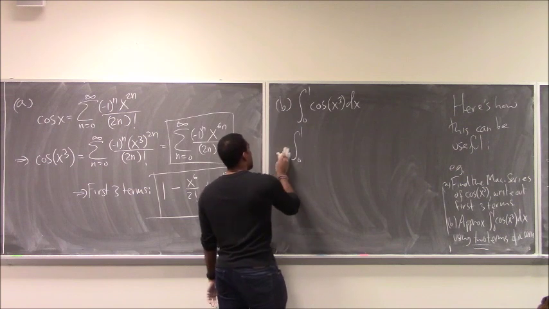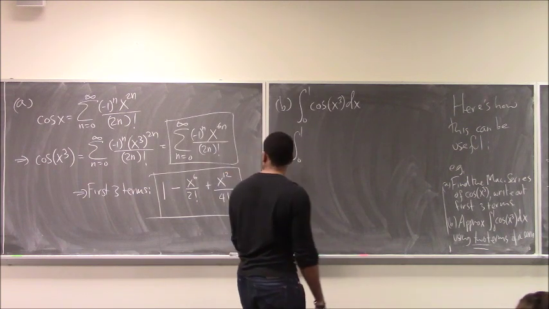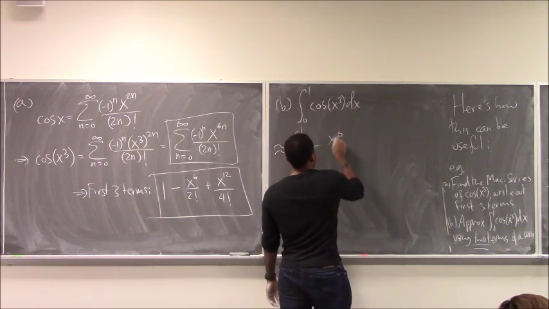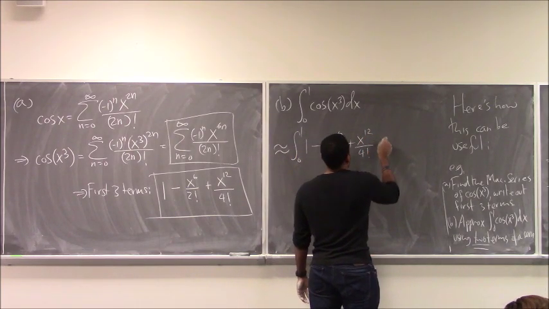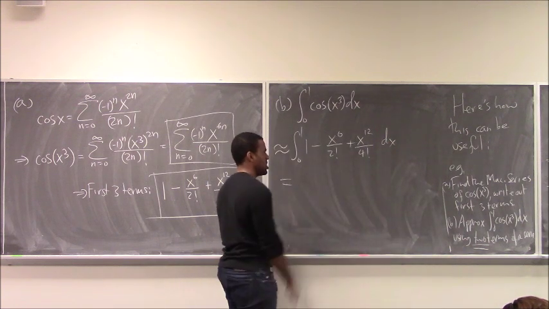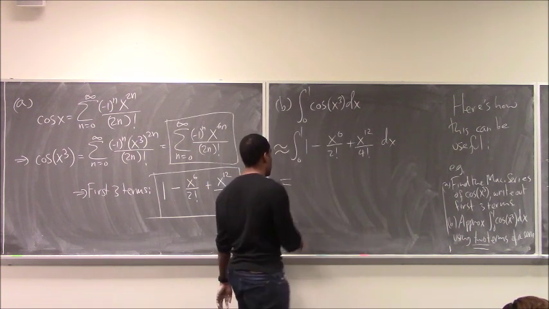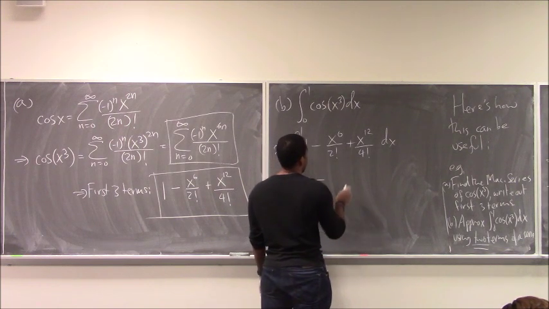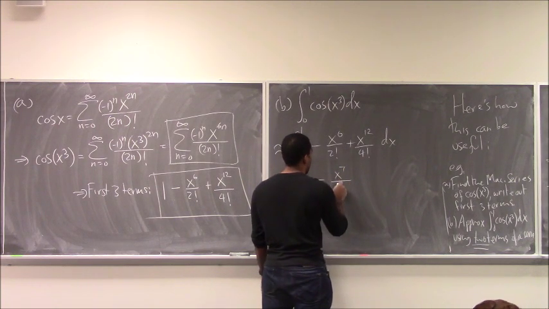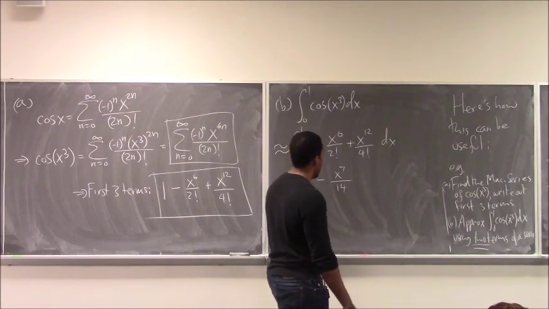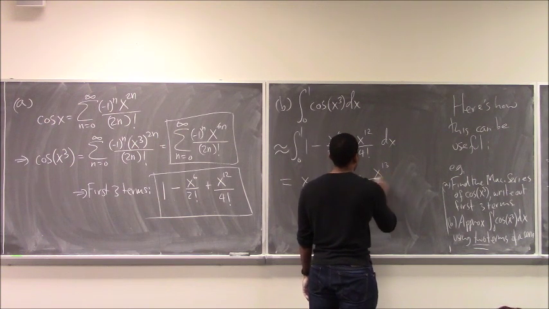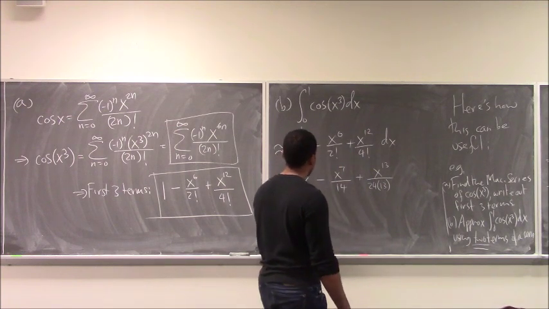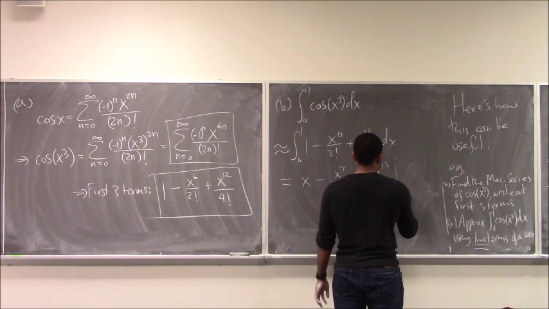So this is going to be approximately equal to the integral of this polynomial. Now that's just integrating a polynomial. That's easy. That's x minus x to the 7th over 14, 2 times 7. And then 4 is 24, so this is going to be plus x to the 13 over 24 times 13, between 0 and 1.